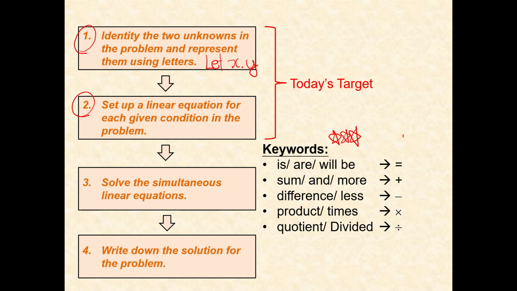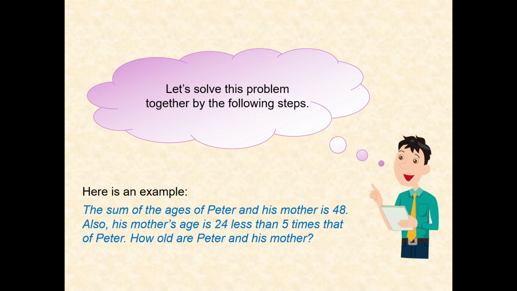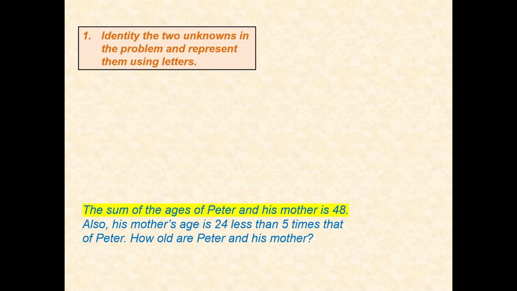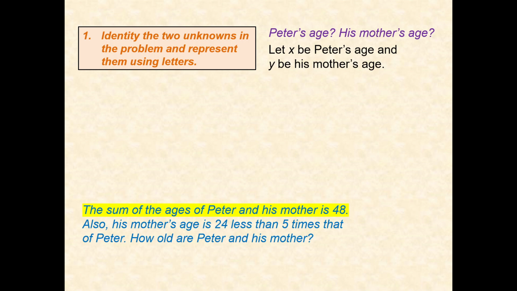So let's start the first example. Here, the sum of the ages of Peter and his mother is 48. Also, his mother's age is 24 less than 5 times that of Peter. How old are Peter and his mother? First of all, we can identify the two unknowns in the problem. That means the Peter age and his mother age. So we let x to be Peter age and we let y to be his mother age.